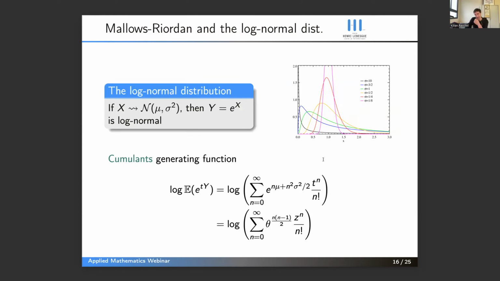Okay, so maybe because I know there are probabilists in the audience, I can explain a connection between Mallows-Riordan polynomials and some distribution in probability. It's about the log-normal distribution. By definition, you take a normal distribution, and then you take the exponential of the normal distribution, and it's called the log-normal distribution. You can see a few pictures here. And in probability, we have something called a cumulant generating function. It's when you take the logarithm of the expectation of the exponential of the variable. And my point is that imagine that for some reason you want to compute the cumulants of the log-normal distribution. Why not?